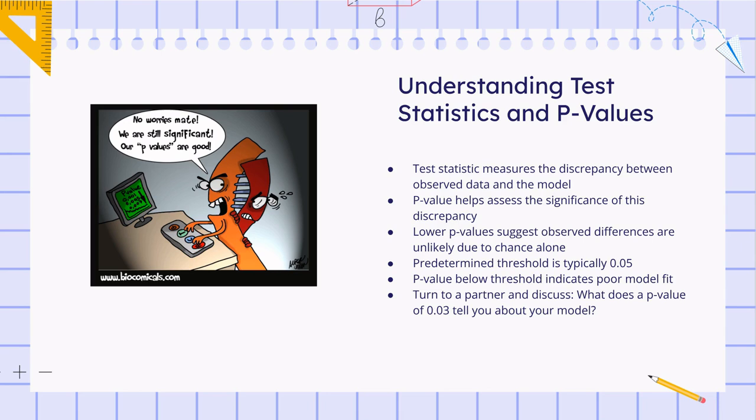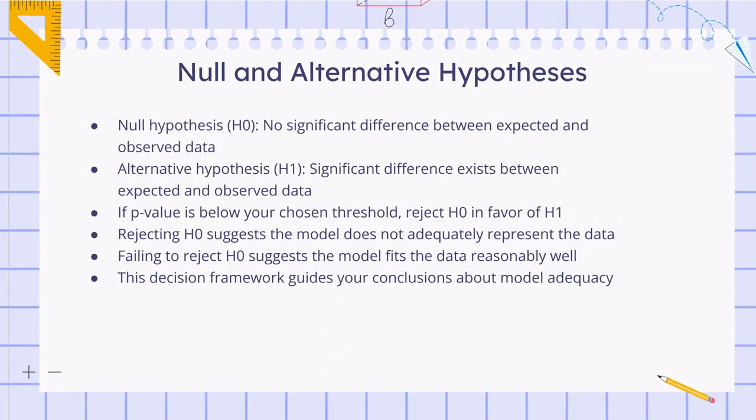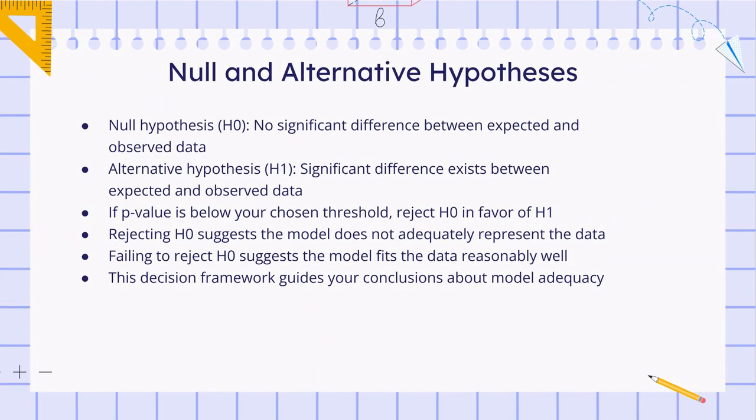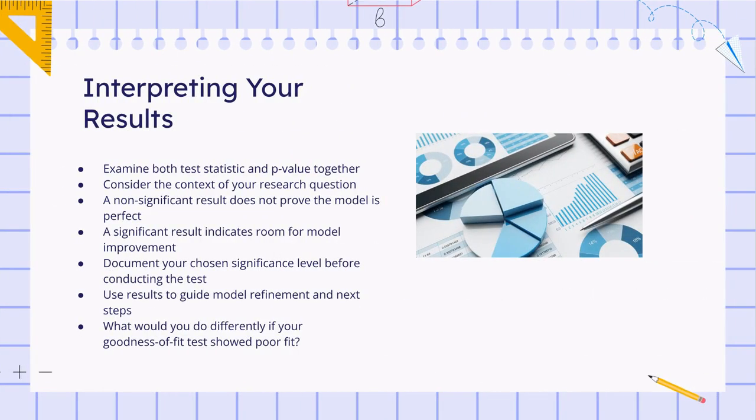A p-value below a threshold, typically 0.05, indicates poor model fit. The null hypothesis, H0, assumes no significant difference between expected and observed data. The alternative hypothesis, H1, suggests a significant difference exists. Reject H0 if the p-value is below the threshold. Interpret results by examining the test statistic and p-value together, considering your research context. A non-significant result does not imply a perfect model, and a significant result indicates room for improvement.